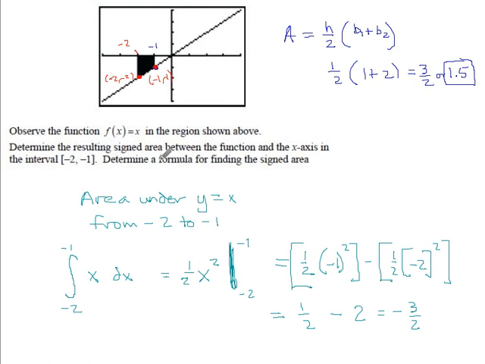What happened? When we did this by geometry, we got 1.5. Now we're getting negative 1.5. And this is just a quirk of the integral. When it sees a height like this, which is negative, all of this gets counted as negative area.